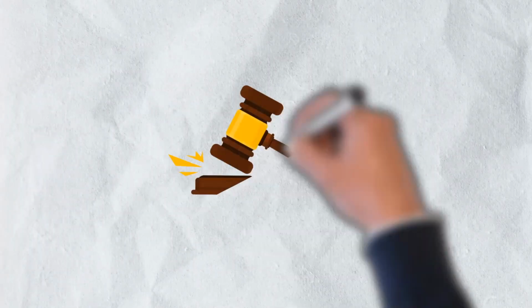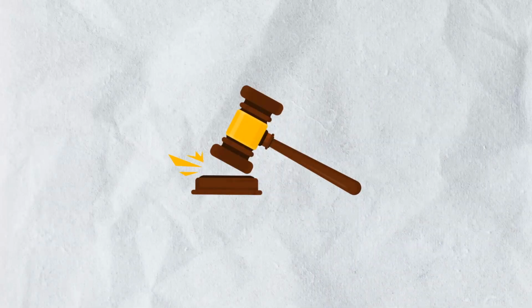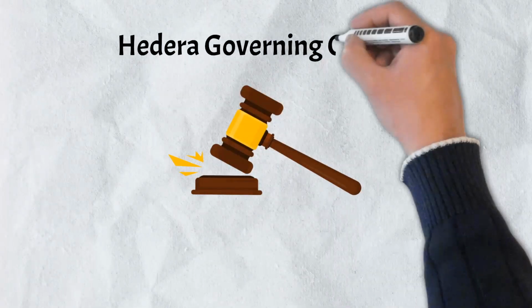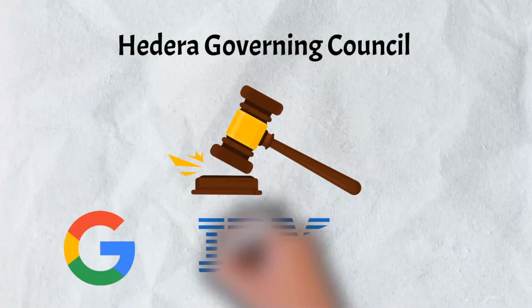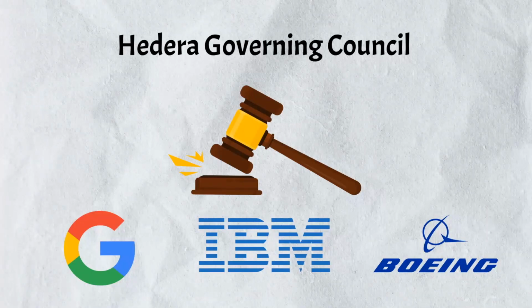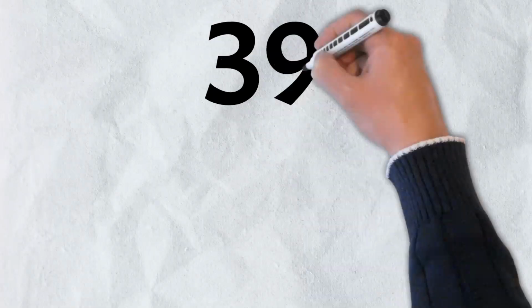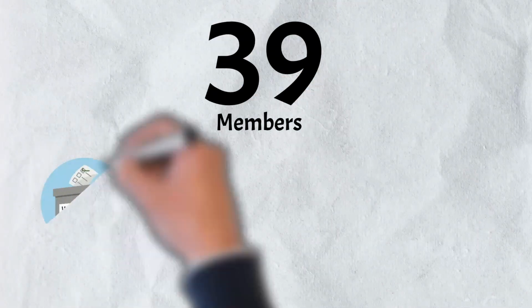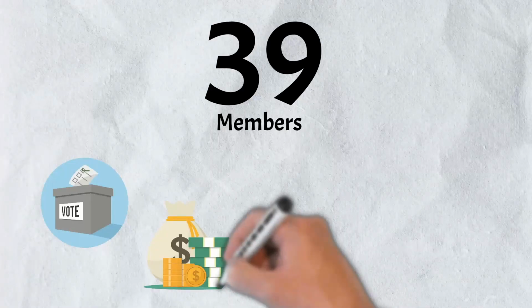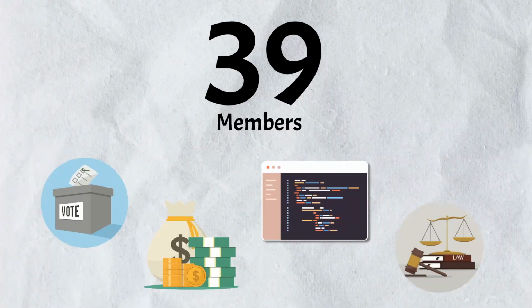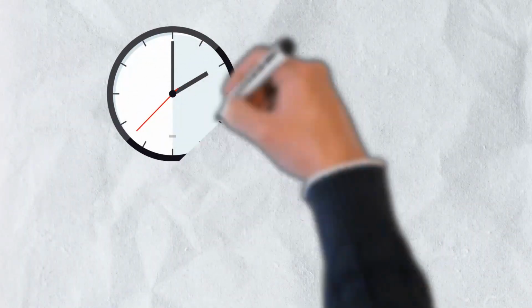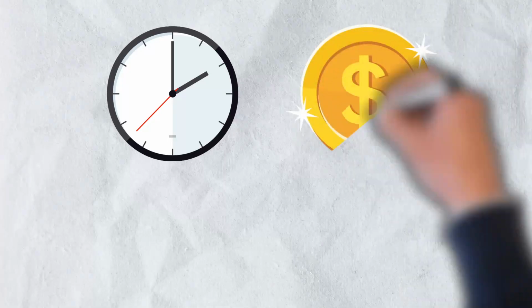Another area of concern is Hedera's governance model. The Hashgraph is governed by the Hedera Governing Council, which includes some big names such as Google, IBM, and Boeing. The council is in charge of the consensus nodes that determine transaction ordering. The council has a total of 39 members and is tasked with voting on changes, ensuring funds are allocated correctly, managing the software, and protecting the network's legal status in various jurisdictions. Governing council members are term limited and do not receive any profits from Hedera.